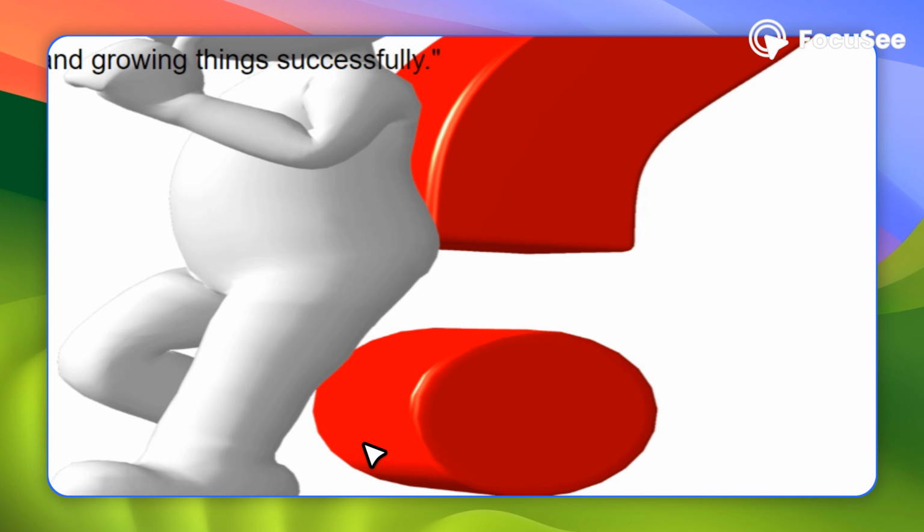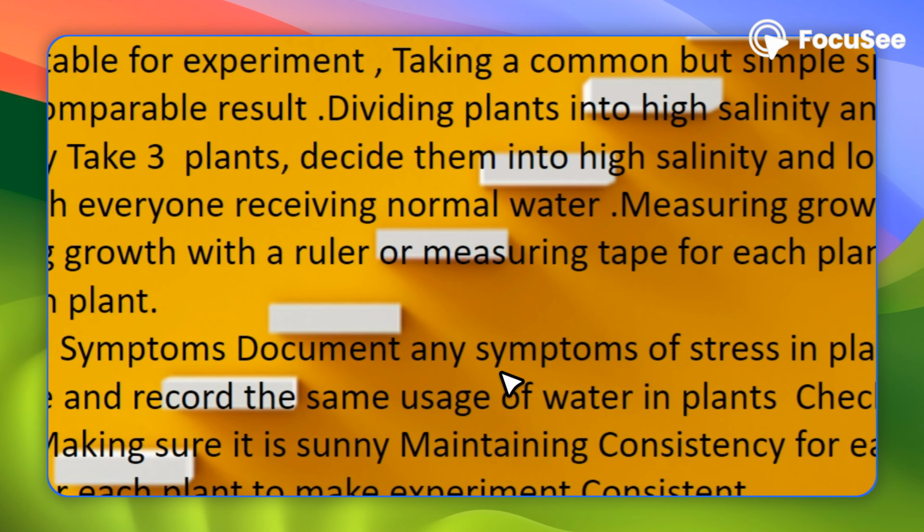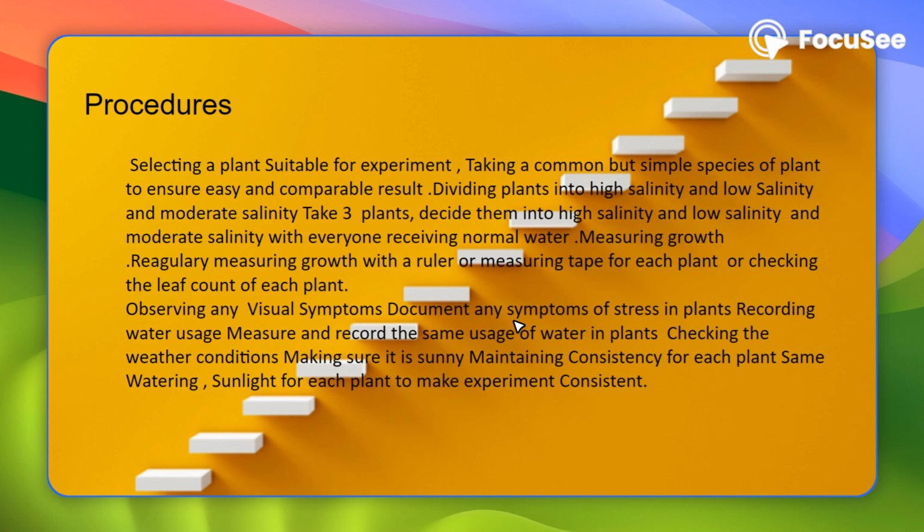So, what were my procedures? My procedures were, first, selecting a plant suitable for the experiment, taking a common but simple species of plant to ensure easy and comparable results. That means plants that can handle more stress, like the African violet, the spider plant, and the Boston fern.